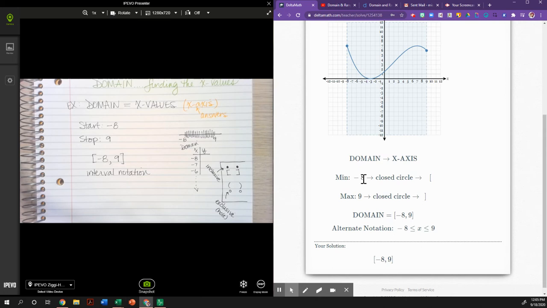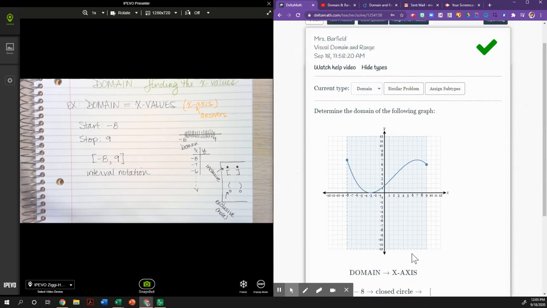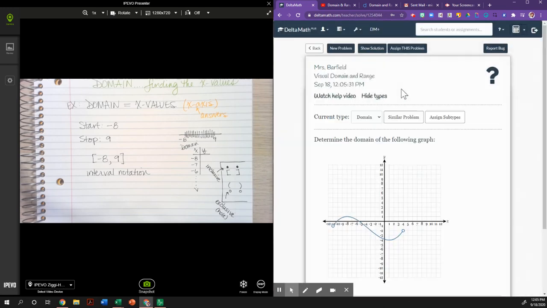The minimum or the starting point is -8. It had a closed circle, you use a bracket. The stopping point or the max is 9. It has a closed circle, you use another bracket. Don't worry about the alternate notation. All right, so let's do another problem.